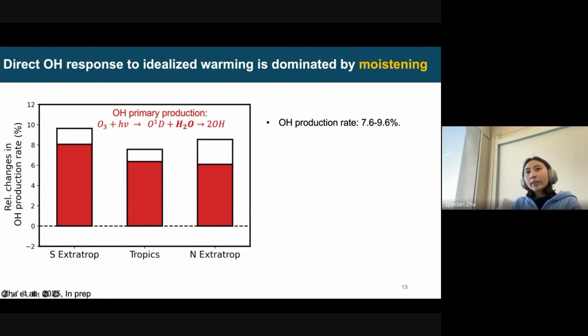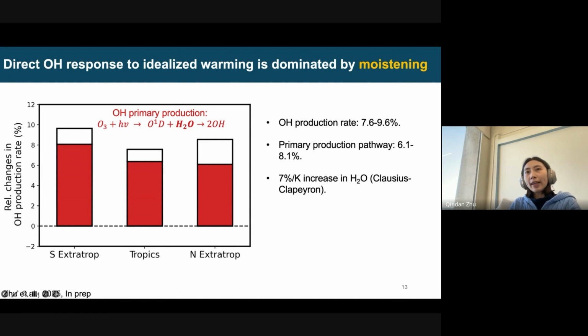And if we further diagnose the contributions of the individual OH production pathways, we find this OH primary production pathway contributes about 6 to 8% of the total increase in the OH production rate. So this was basically the main contributor.